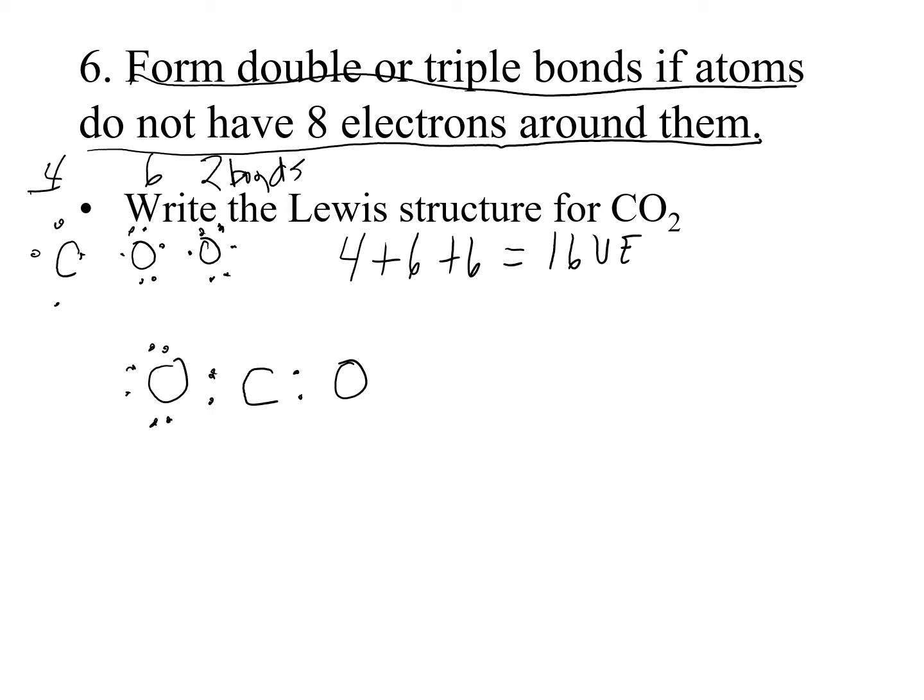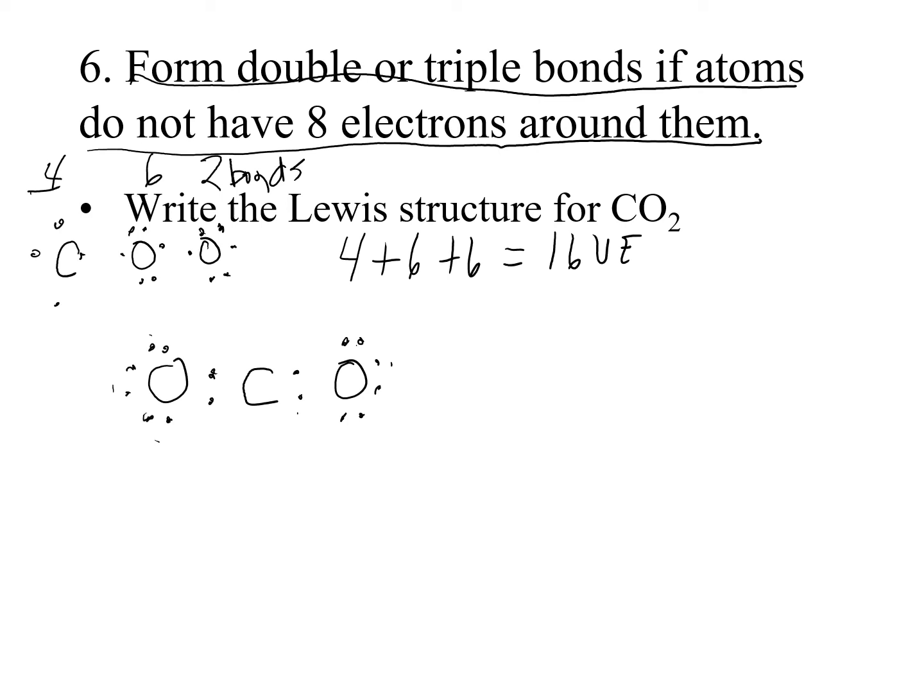So I'm going to give each oxygen, I'm going to add 6, so each oxygen now has 8. So let's count how many electrons we've used so far. So we have 2, 4, 6, 8, 10, 12, 14, 16. Now when we look right now, we've used all of our valence electrons. So we can't just go ahead and write a couple more dots around our carbon to give it an octet.